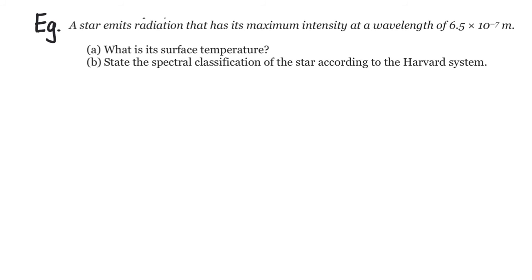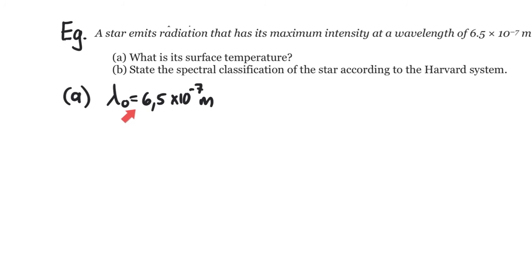Let us now consider an example using the knowledge that we've just gained. So we have here that a star emits radiation that has its maximum intensity at a wavelength of 6,5 times 10 to the negative 7 meters. The A part of the question asks what is its surface temperature. So we've done problems like this before. The B part says state the spectral classification of the star according to the Harvard system.